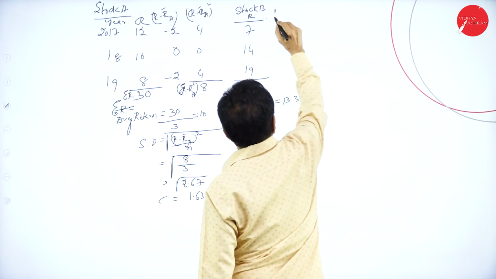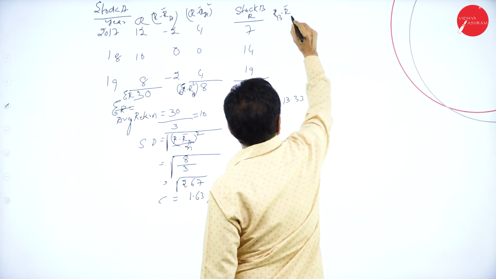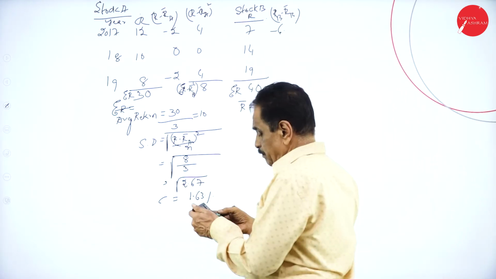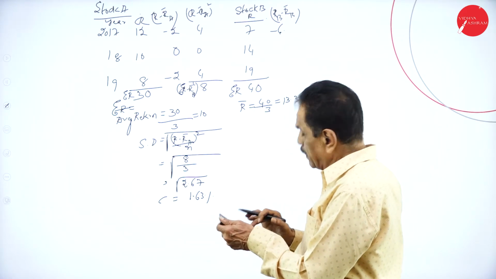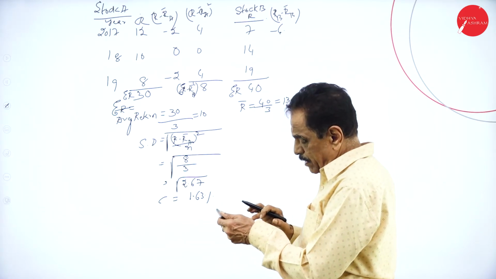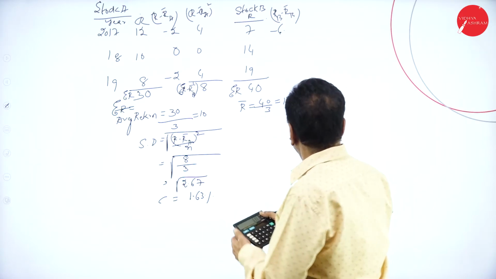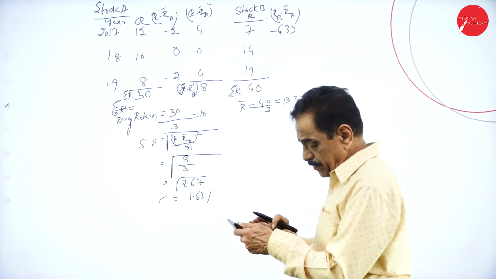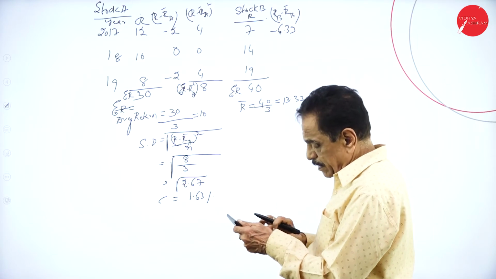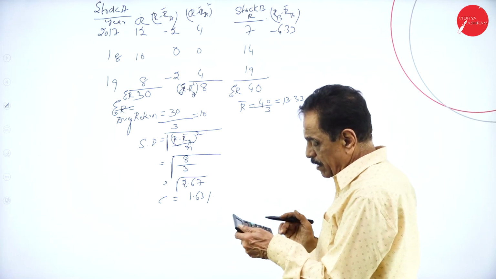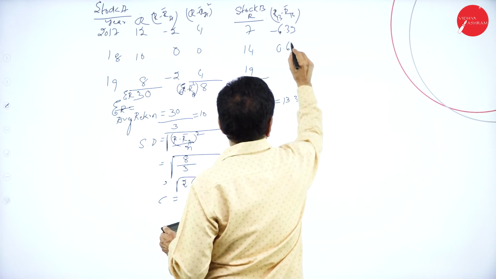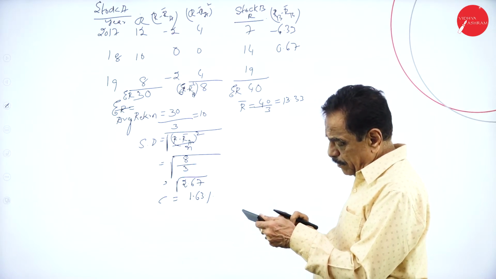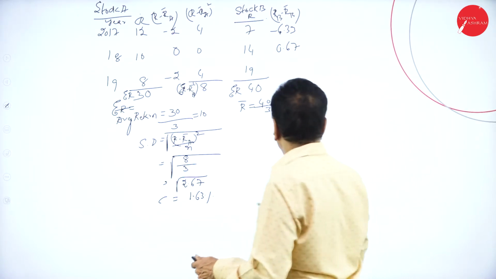13.33. Sum of R minus R mean B. Take the deviation. First is 7 minus 13.33, that is 6.33. 14 minus 13.33, 0.67. 19 minus 13.33, 5.67.